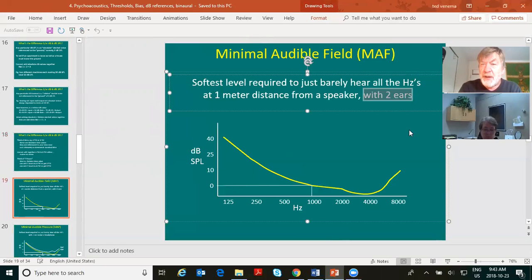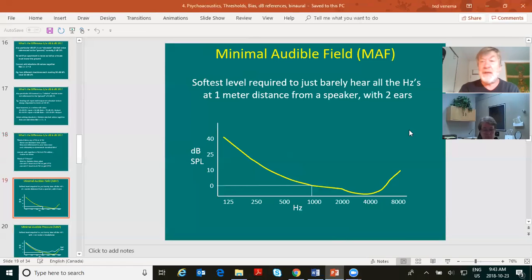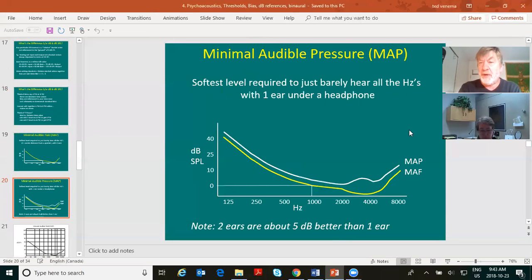We don't test hearing in a sound field at 1 meter distance from a speaker. On the contrary, we put headphones on. And when you put a headphone on, you're listening to 1 ear at a time. And that's when you get minimal audible pressure, MAP. That's the softest decibels SPL that it took to hear with 1 ear under a headphone, instead of at 1 meter distance from a speaker with 2 ears. So MAP, notice the little bump over here, that's because you've plugged up the ear with a headphone.